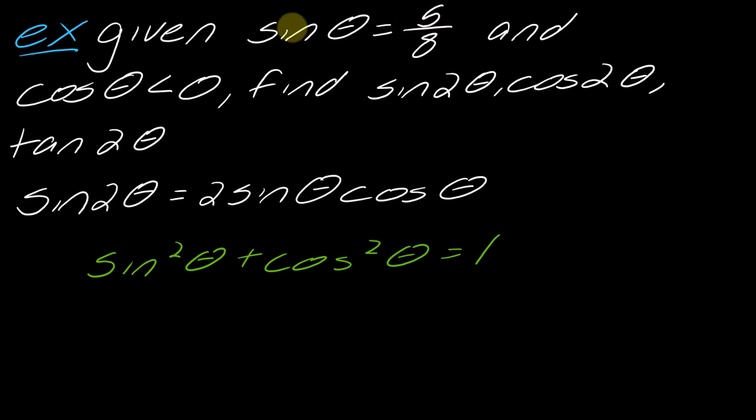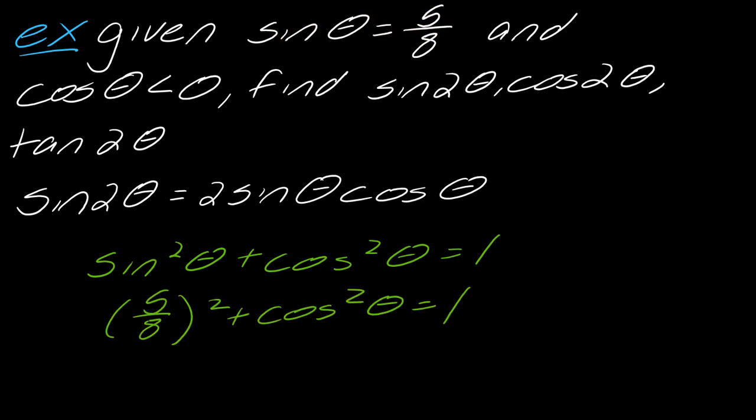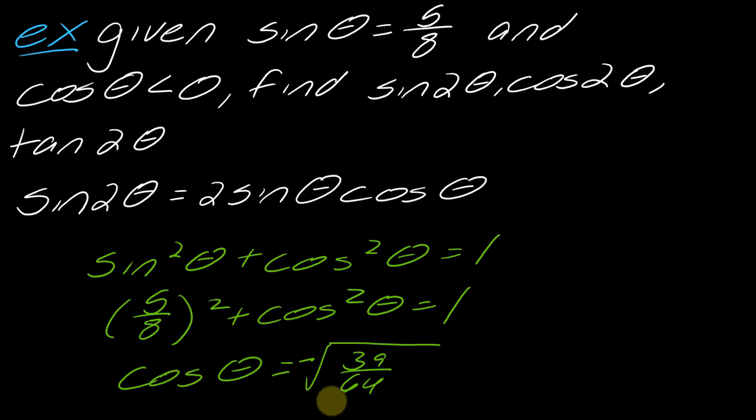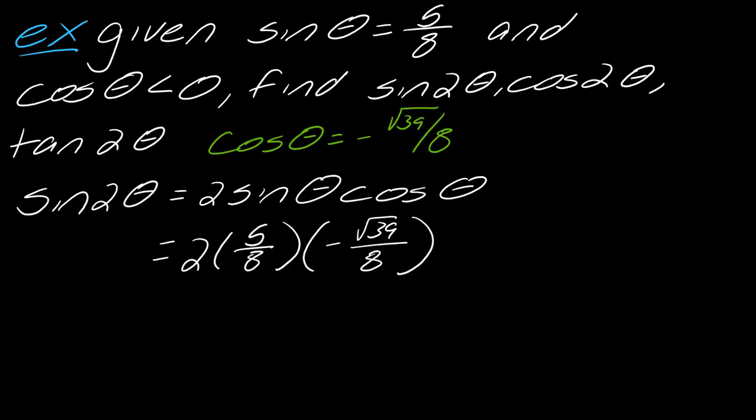So for sine squared theta, I'll just plug in the given information, and then I can just do the work to solve for cosine of theta. Now, notice that when I solved for this, I have cosine of theta equals negative square root of 39 over 64. That comes from the given information. That was given to me in the problem. And then I could simplify this to the negative square root of 39 over 8, I guess, if I wanted to. So I'm just going to note that over here, and then I'm just going to plug these in.